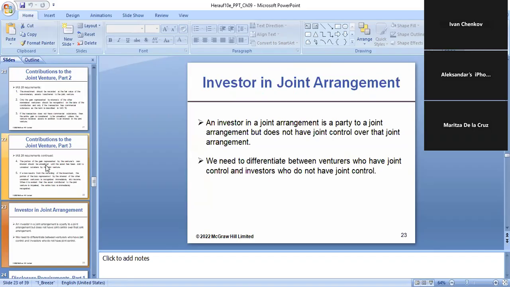Who are the investors in the joint arrangements? The investor is a party to the joint arrangement, but they don't have control over the joint arrangements. So one interesting thing is we're going to have the joint operator, we're going to have the joint venture, and we may have an investor. But the investor has no control over the joint arrangements. We need to differentiate again the venturers who have joint control from the investor who has no control whatsoever.